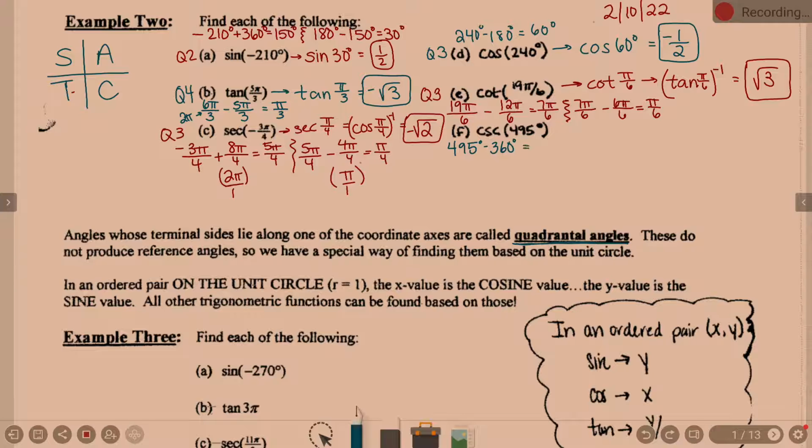Let's see. 495 minus 360. Does that do it? I don't even have to look at my unit circle for 135. 135 is going to be past 90, but before 180. Does that make sense to you? That's why I'm saying I don't look at the unit circle. I know it's going to be past 90 before 180, so I know that I'm working in quadrant 2.